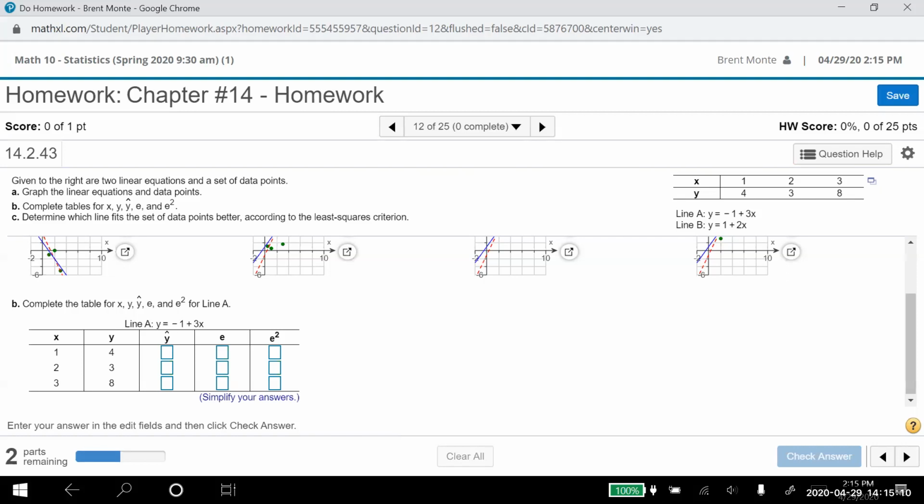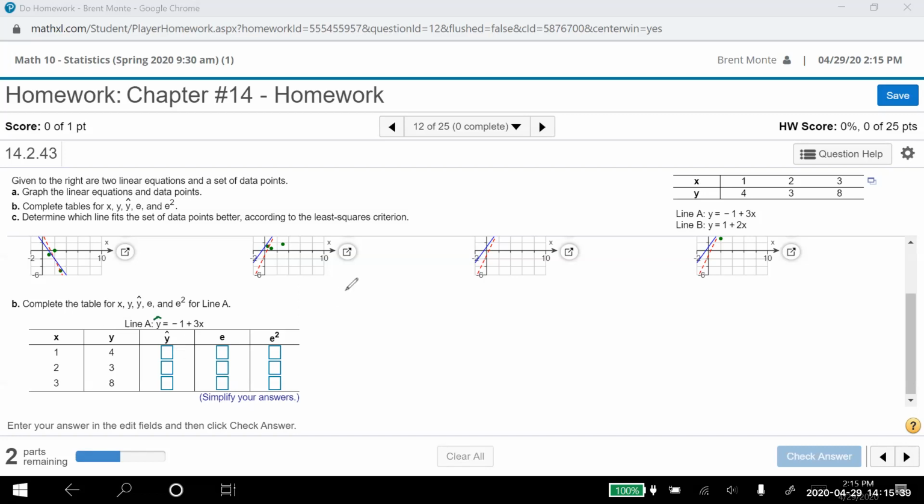So we've got the line y equals -1 plus 3x. And it says, okay, when x is 1, the y value was 4. That was the actual y value. This line, y equals, what they should do is put a little hat right here, because this is going to be my predicted y value. So that's the y hat that I'm going to plug in there.